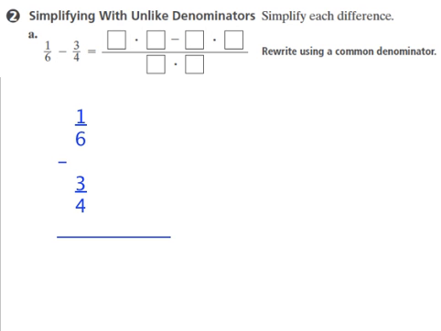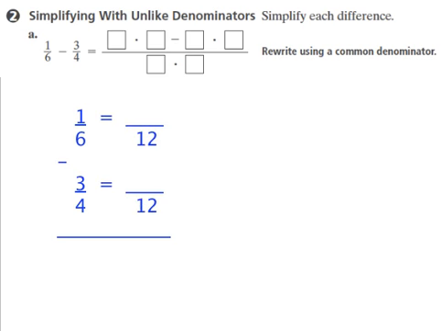When I find common denominators for fractions, I typically look at the larger denominator and ask myself, can 4 go into 6? It can't. So then I start listing my multiples of 6. The next multiple of 6 is 12. 4 can go into 12, so I know my common denominator is going to be 12.